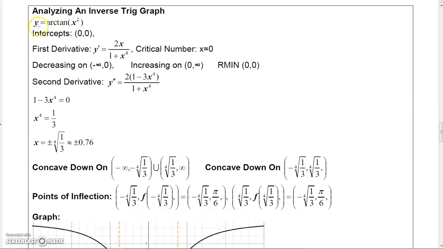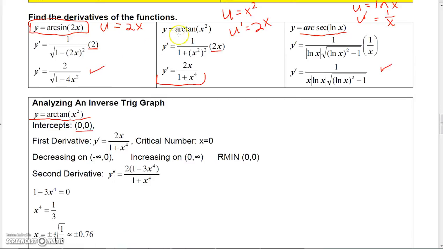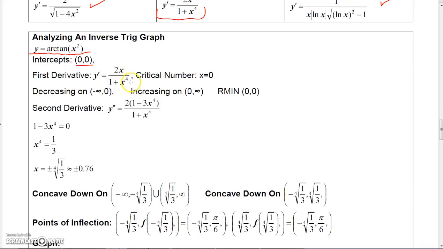Now you can use calculus to analyze inverse trig functions. Here we have y equals arctan of x squared. You know that if you let x be 0, then tangent of 0 is 0, so when x is 0, y is 0. We would get an intercept of (0, 0). The first derivative can be obtained from the formula, and I actually did it right here. It's 2x over 1 plus x to the fourth. So there's the first derivative.